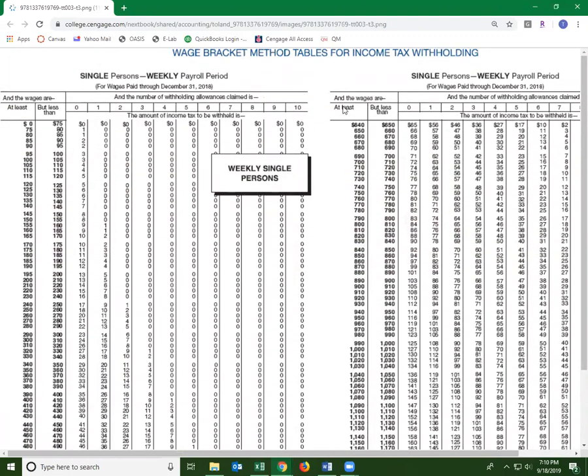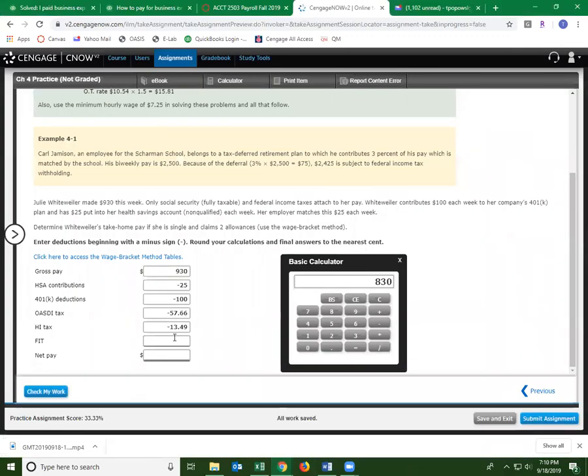What I want to look at says the wages are at least 830, but less than 840. So she actually falls into that range. Don't use the 820 to 830. You're going to use the 830 to 840 because her wages are at least 830. So I'm on single and weekly. 830 with 2 allowances, her tax is 69. So minus 69 for her federal income tax.